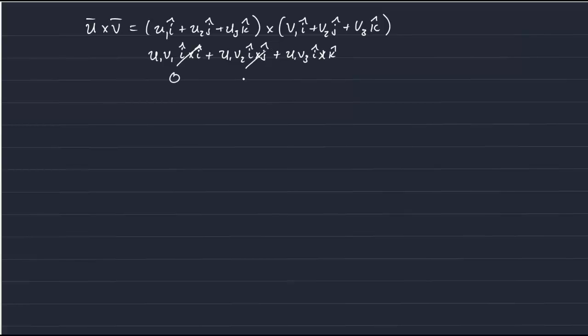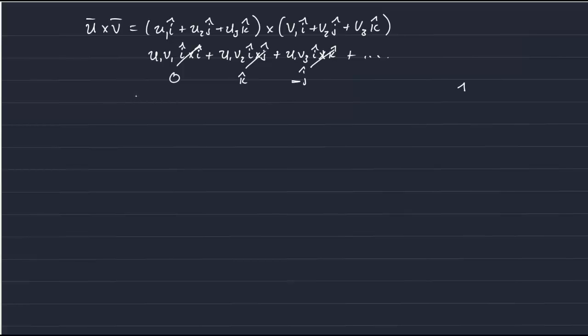i hat crossed with j hat is k hat, as you might recall from what we just discussed about our right-hand Cartesian coordinate system. i hat crossed with k hat is equal to positive j hat. Oh, I'm sorry, minus j hat. And so on.